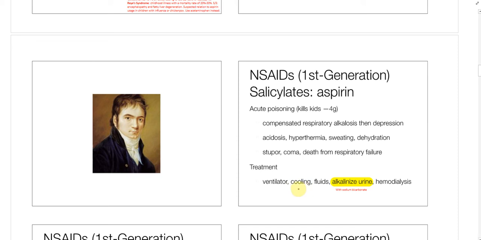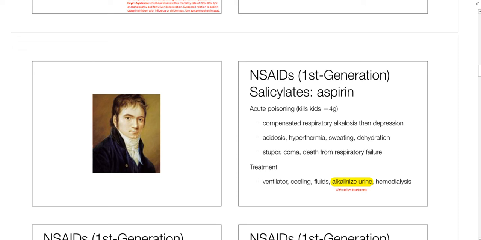We want to cool them because they're likely to become hyperthermic. Fluids to try to get as much of that stuff out of their system as possible. And then we're going to want to alkalinize their urine with sodium bicarbonate, which is the primary way to try to get that aspirin out of the system.